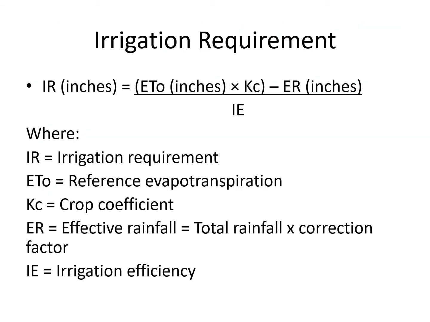So, irrigation requirement. Irrigation requirement is in inches, and it equals the evapotranspiration in inches of the crop times the crop coefficient, minus the effective rainfall in inches, divided by the irrigation efficiency.